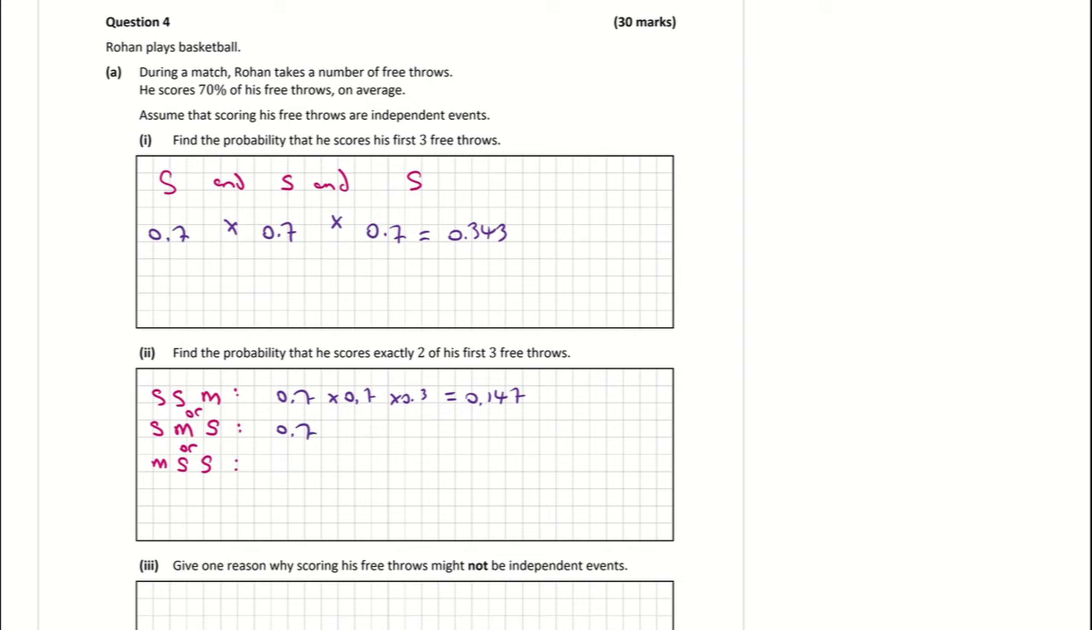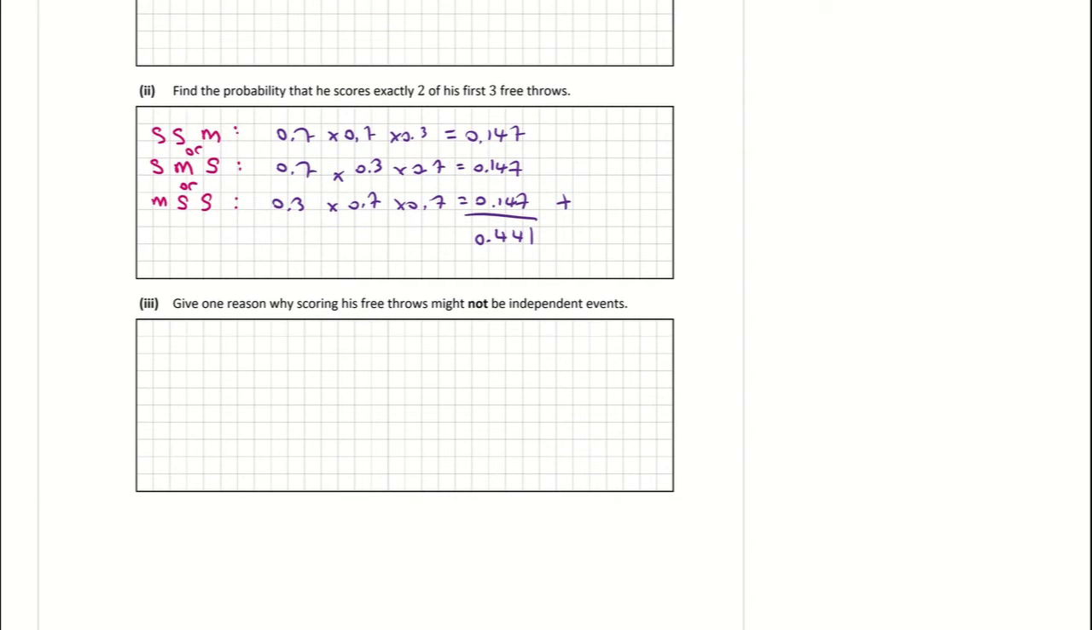Score, miss, which would be 0.3, taking it away from 1. All probabilities must add up to 1, so 0.7 plus 0.3 is 1. And the third one, 0.3 by 0.7 by 0.7, again is 0.147. Now you could just go 0.147 by 3 or just add them. So that's giving me 0.441. Again, fractions, percentages are fine.